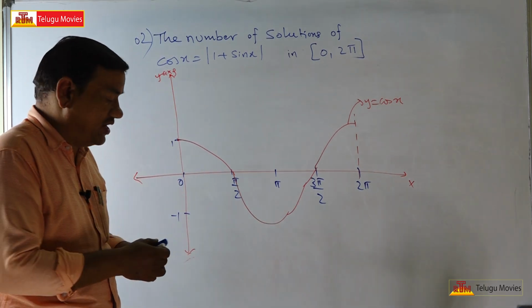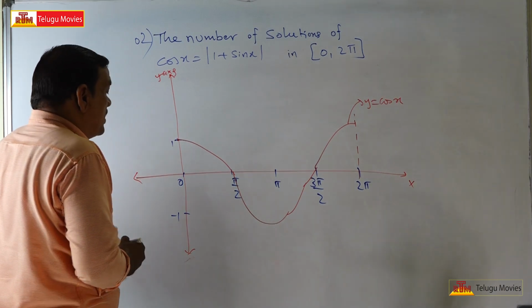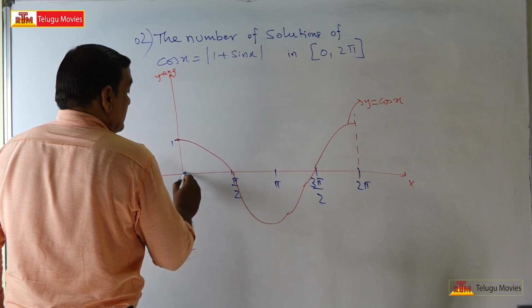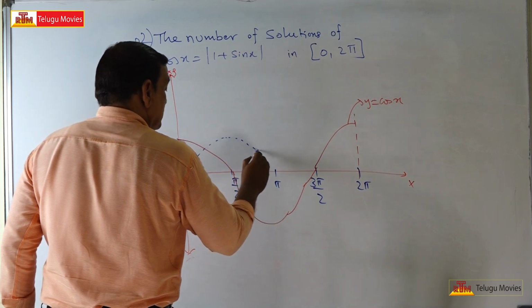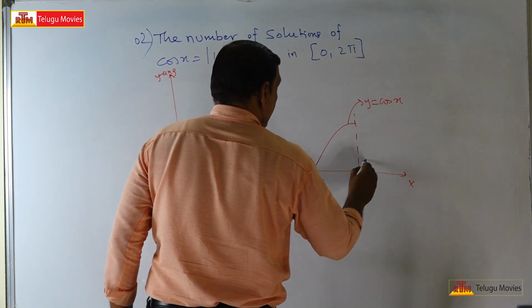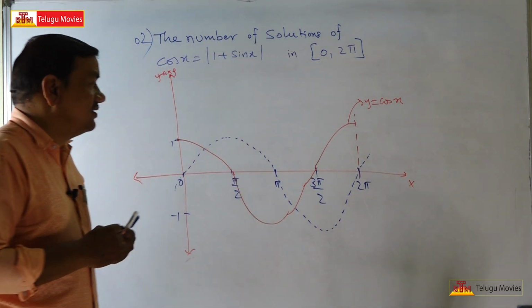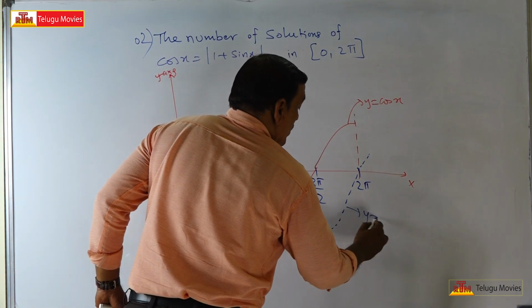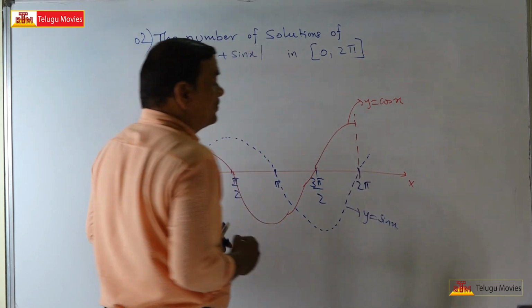Okay, now first draw the graph of sin x. As you know, sin 0 is 0, sin pi by 2 is 1, sin pi is again 0, sin 3 pi by 2 is minus 1, sin 2 pi is 0. I am just drawing a dotted line at 3 pi by 2. So this is the graph of y is equal to sin x.